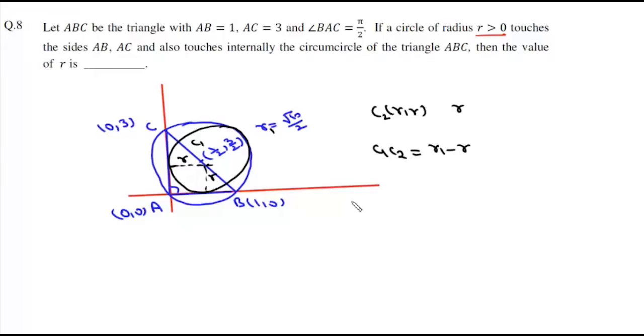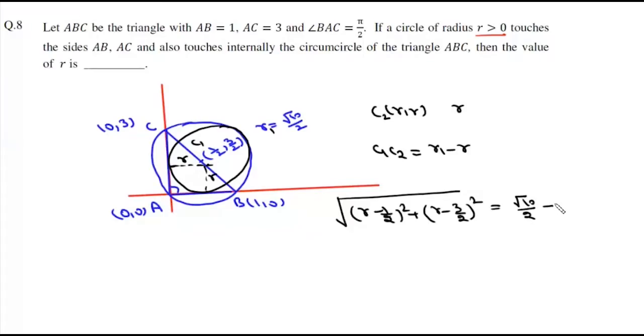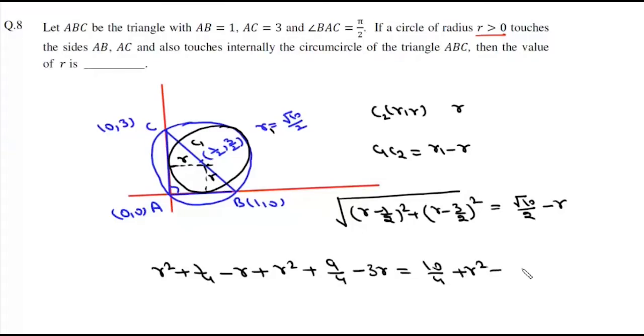And R2 in this case is r. Now C1C2 is the square root of (r minus 1/2) squared plus (r minus 3/2) squared, and it will be equal to root 10 by 2 minus r. Now we square this, we'll get r square plus 1/4 minus r plus r square plus 9/4 minus 3r, and this is 10/4 plus r square minus root 10 r.